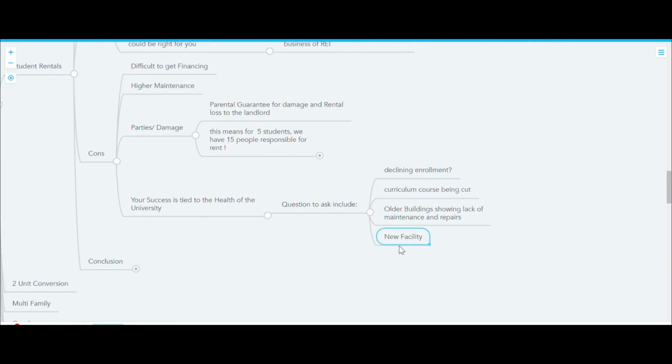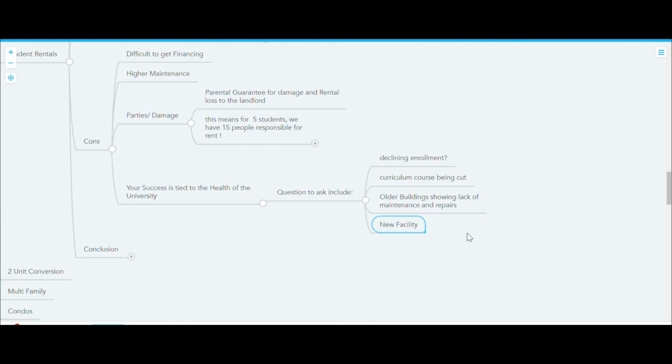Another thing would be if they're adding new facilities, right? You can tell if the university is going through expansion. If so, what does it look like, and is there going to be new facilities, research funding coming in, just lots going on, right? So these are questions you should ask yourself before you decide which university to invest in.